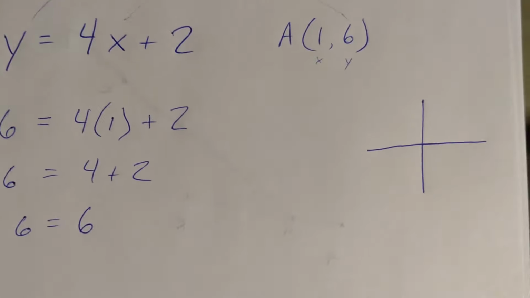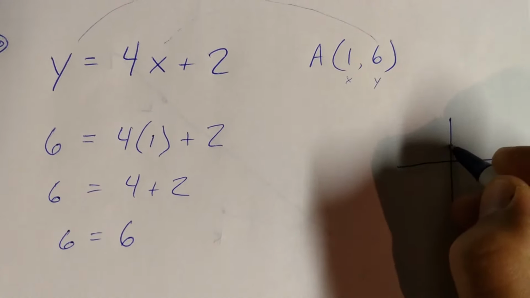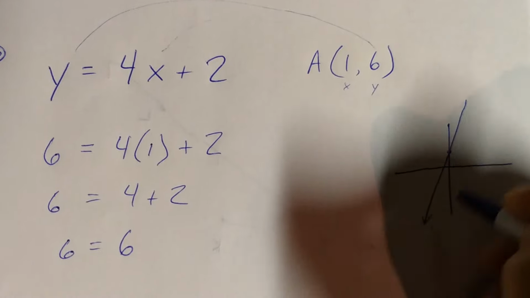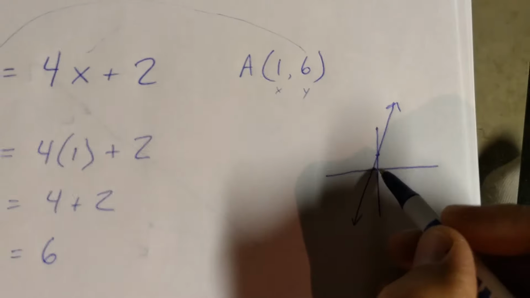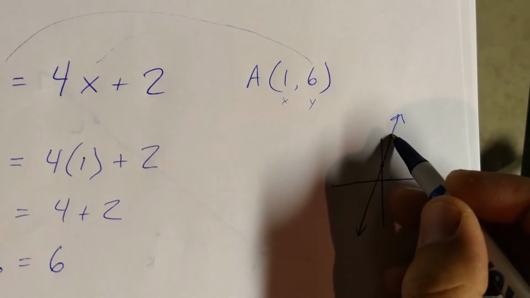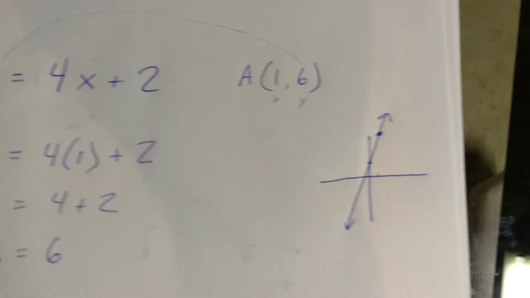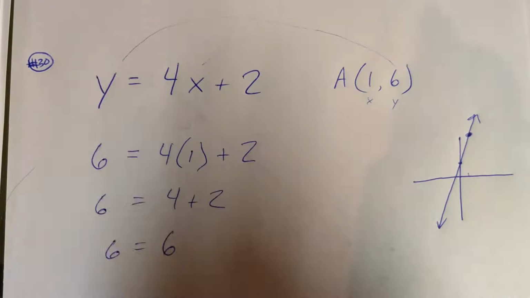If you wanted to actually graph it, the line itself, 4x plus 2, would go through that point, pretty steep, like that. It looks something kind of like that, and 1, 6 would be a point on that line. But we didn't need to actually graph it because the substitution is there and we already proved that it works that way.